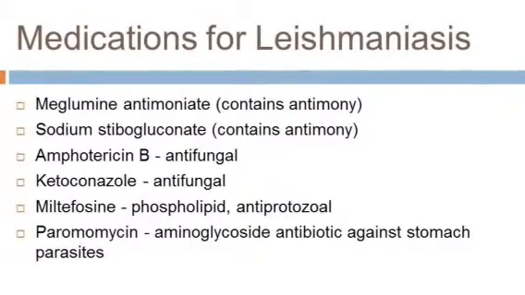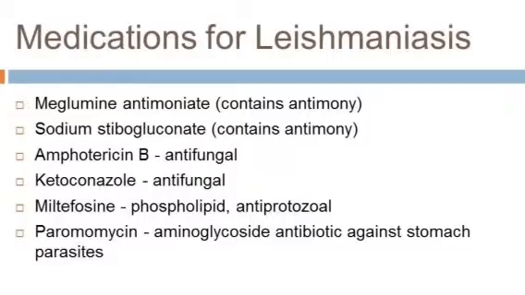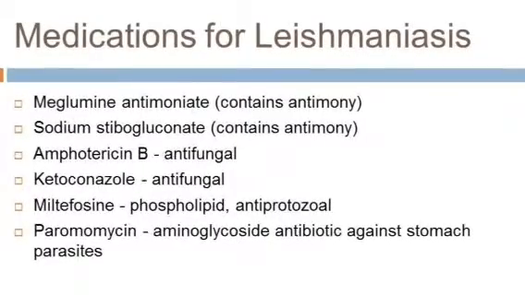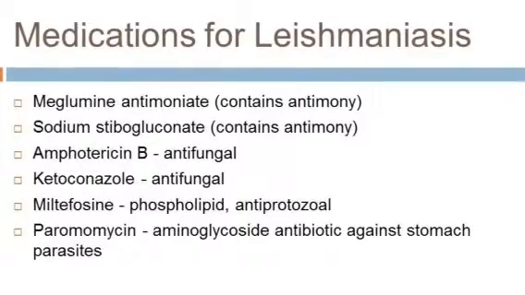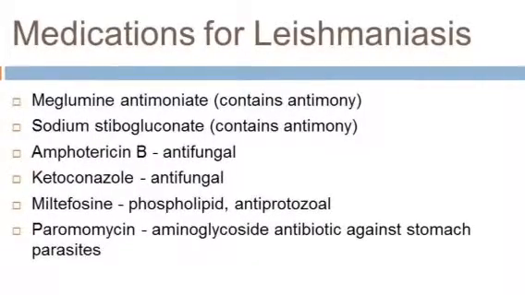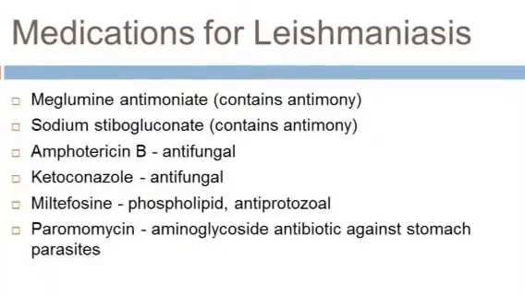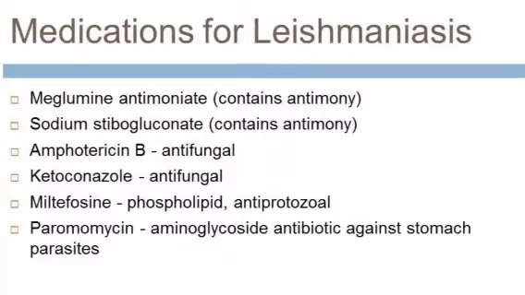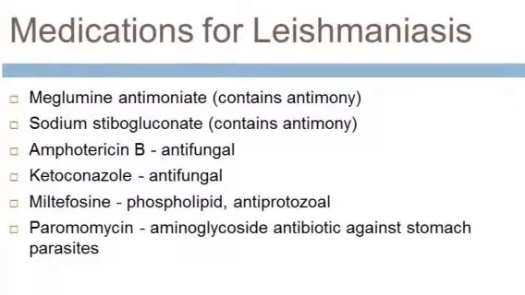Here's a list of medications used to treat leishmaniasis. The first 2 contain antimony, which is a heavy metal that is specialized in fighting off the pathogenic protozoa of the disease. The next 2 are antifungals that are especially helpful with the sores from the mucocutaneous and cutaneous types of leishmaniasis. Miltefosine is a phospholipid and an antiprotozoal. Like antimony, its specific job is to deteriorate the Leishmania protozoa.